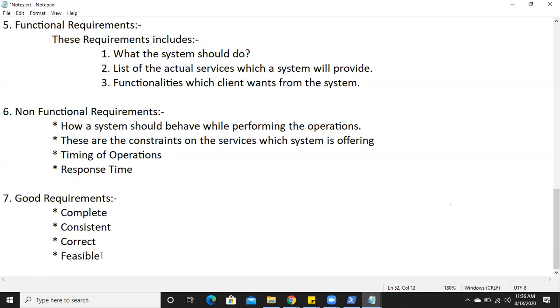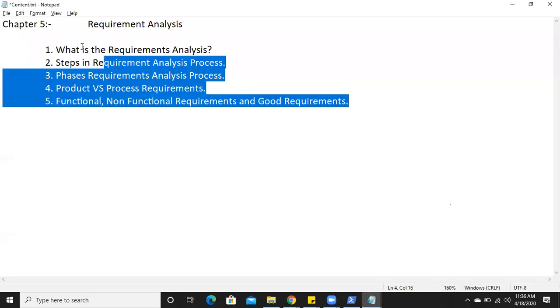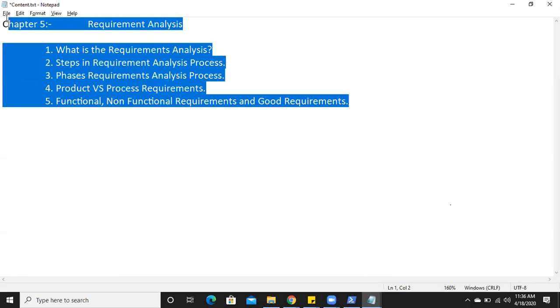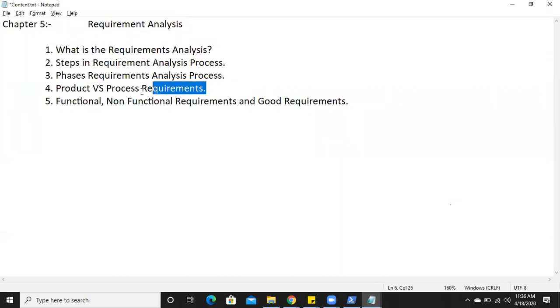Feasible also. We have already discussed the meaning of feasibility in our last chapter, the feasibility study chapter, where we have four different kinds of feasibilities. Our system must be feasible according to that particular environment. Economic feasibility and operational feasibility are the most required feasibilities. All right, so we have completed all the topics in our chapter number 5. Now our last remaining topic is product versus process requirement. This is a very important topic.